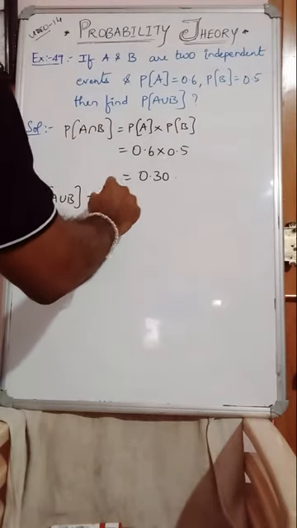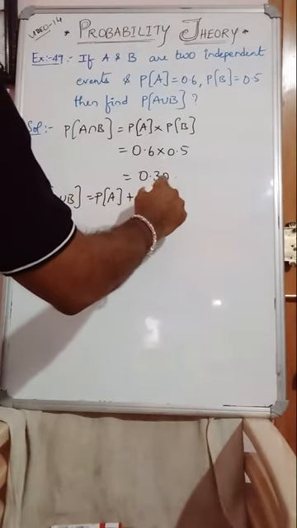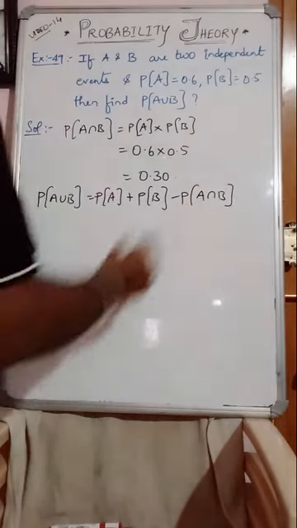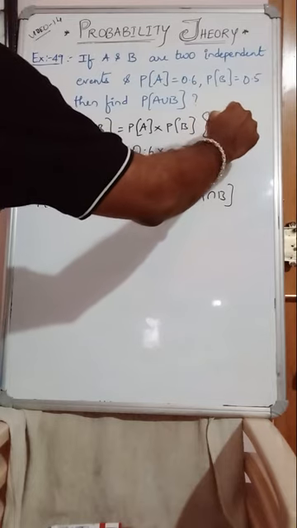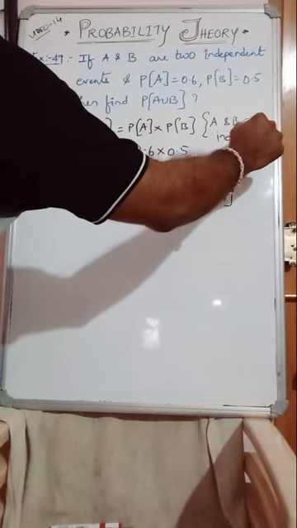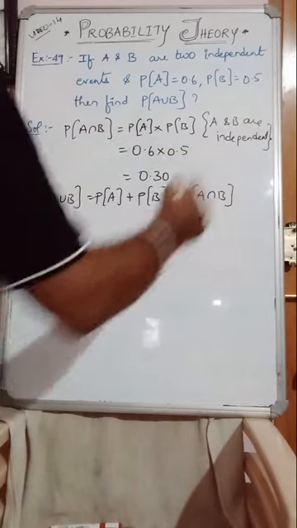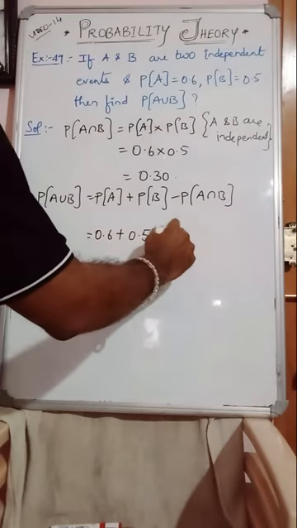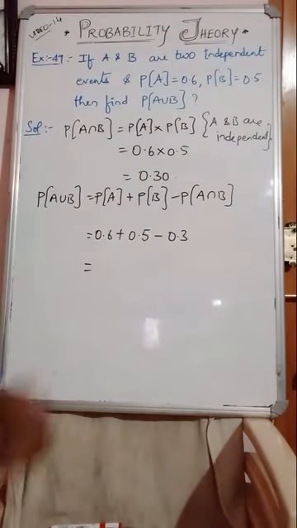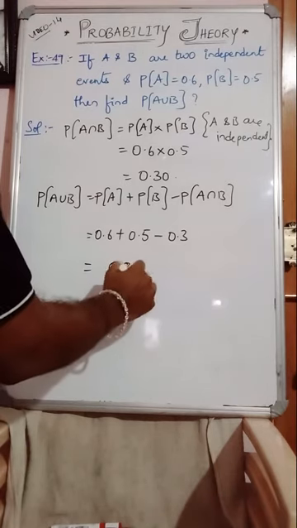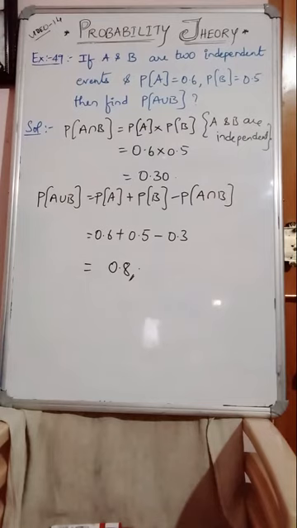Then P of A union B is P of A plus P of B minus P of A intersection B. Here A and B are independent. Therefore 0.6 plus 0.5 minus 0.3. How much is it? 0.6 plus 0.5 minus 0.3 is 0.8 [sic] is the answer. Just a 2-mark question it is.